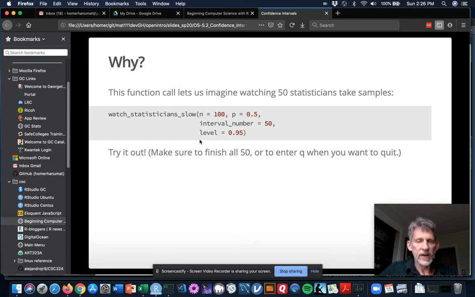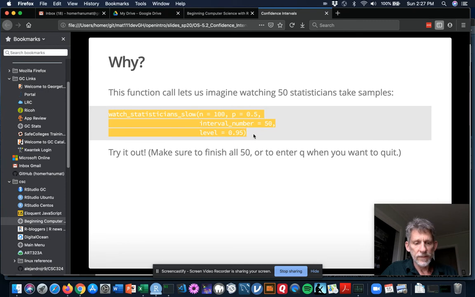This first parameter n says what's the sample size that these statisticians are going to work with? We're going to set it to 100. They're going to take samples of size 100. The p parameter says what's the real value of the population proportion? We'll set it to 0.5. How many statisticians do we want to watch? That's going to be set to 50 using this interval number parameter. What kind of confidence intervals are they going to make? Let's make them do 95% confidence intervals. The level parameter specifies what confidence interval they're going to make. So we're going to try this out. I'm going to go ahead and try it out, and you can try it out as well after you watch me do it.